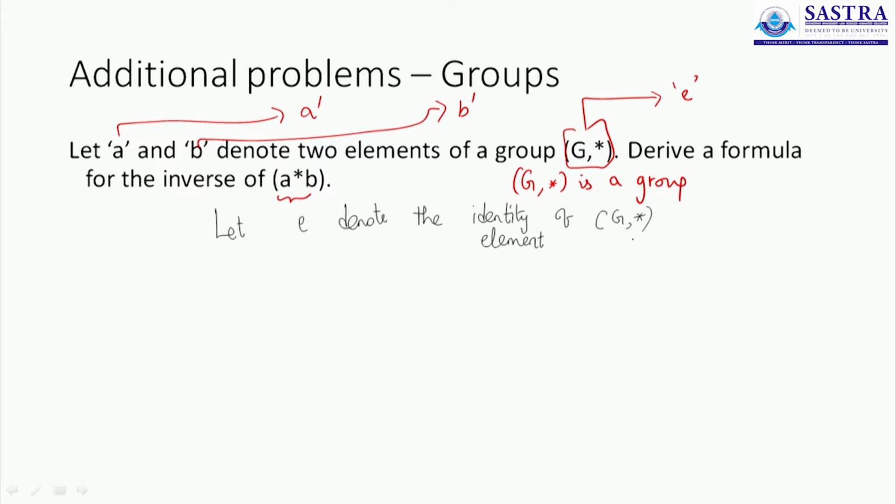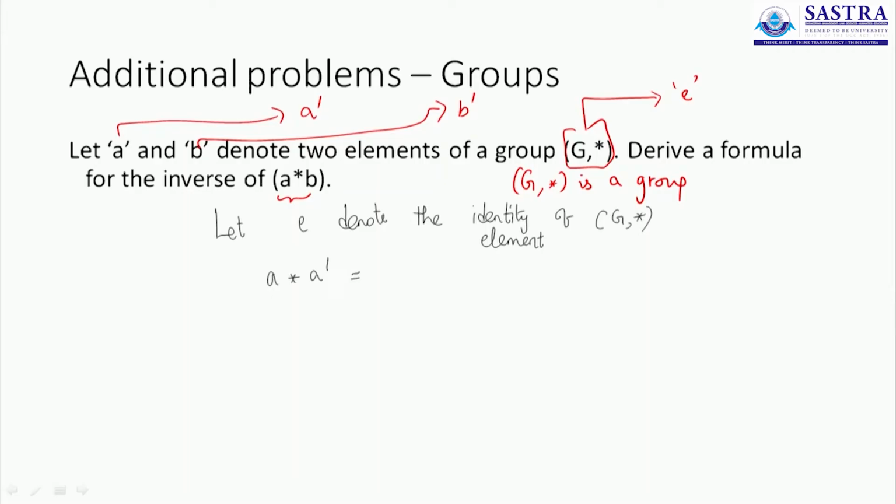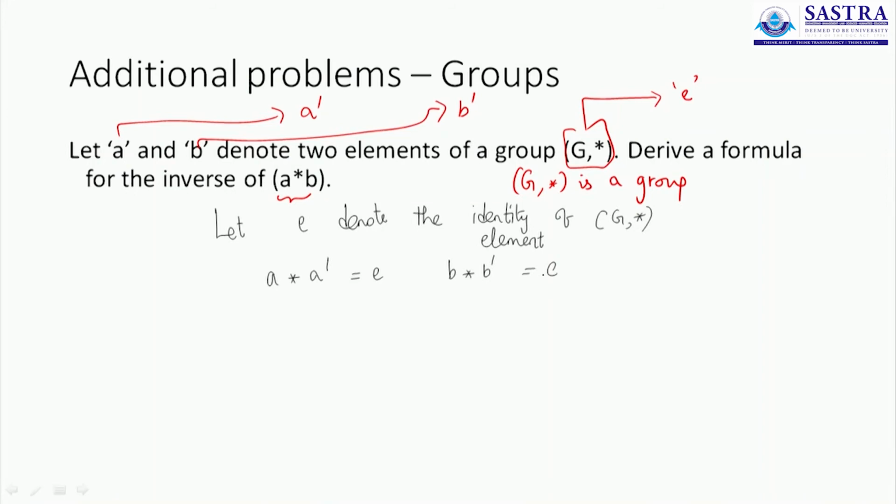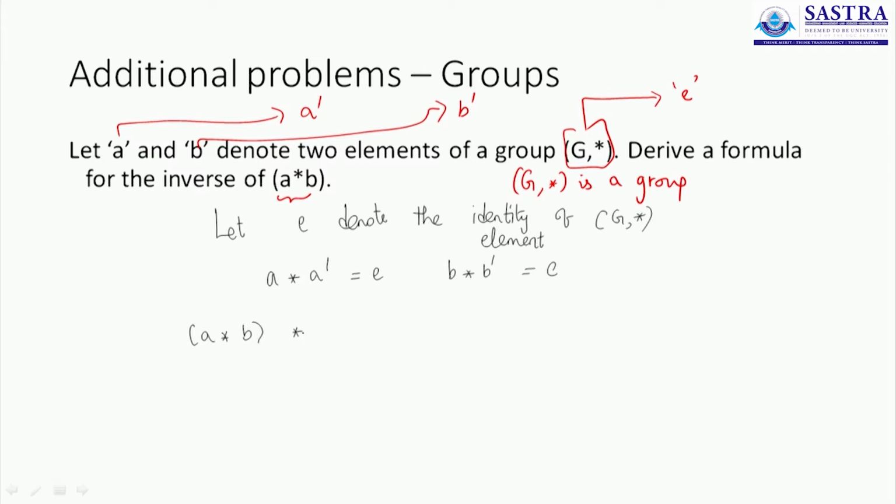Now, since we have already fixed A dash and B dash as the inverse elements of A and B respectively, we know that A star A dash must give us E. Similarly, B star B dash must give us E again, because that follows from the definition of the inverse element and the definition of the property behind the identity element. Therefore, these two must be true. What are we supposed to find? We are supposed to find the inverse of an element A star B. We don't know what A is, we don't know what B is, we don't know what star is, but still we are trying to find out the inverse of the element A star B. Let's call that element X.